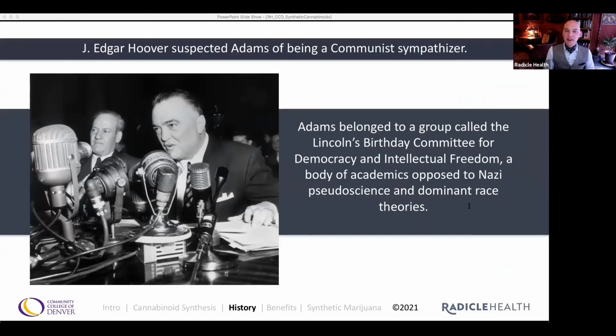He also found himself in the crosshairs of FBI Director J. Edgar Hoover, who suspected Adams of being a communist sympathizer because Adams belonged to a group called the Lincoln's Birthday Committee for Democracy and Intellectual Freedom. This was a body of academics opposed to Nazi pseudoscience and dominant race theories. In fact, historians would eventually state that Adams was an early anti-fascist.